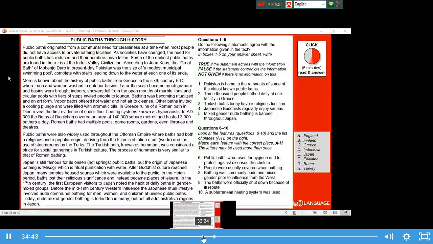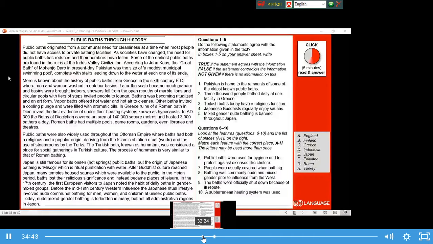Number 3: Turkish baths today have a religious function. Here you can see in the third paragraph there is a religious function about the Ottoman Empire bath, but they did not say anything about the religious function in Turkey today. So number three is not given.